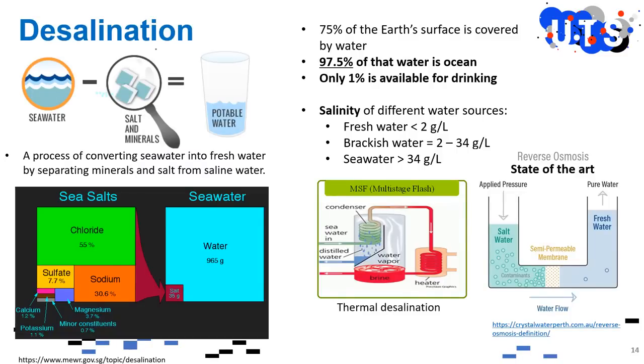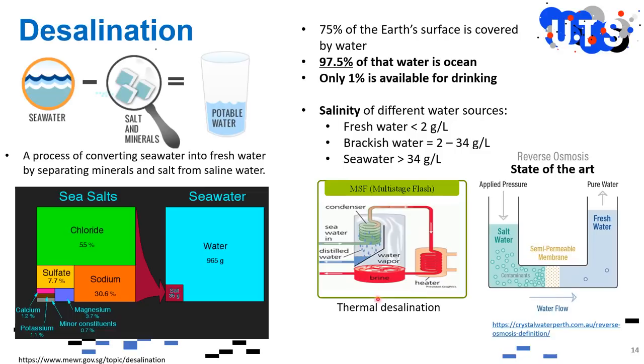So the other unconventional approach is through desalination, and we all know what desalination is. It's basically a process of converting seawater into potable water by separating the salts that are inside the seawater. The separation process uses reverse osmosis, which is the state of the art and the most common process right now, or thermal desalination. It's also possible to just heat the water and then condense it back into pure water.